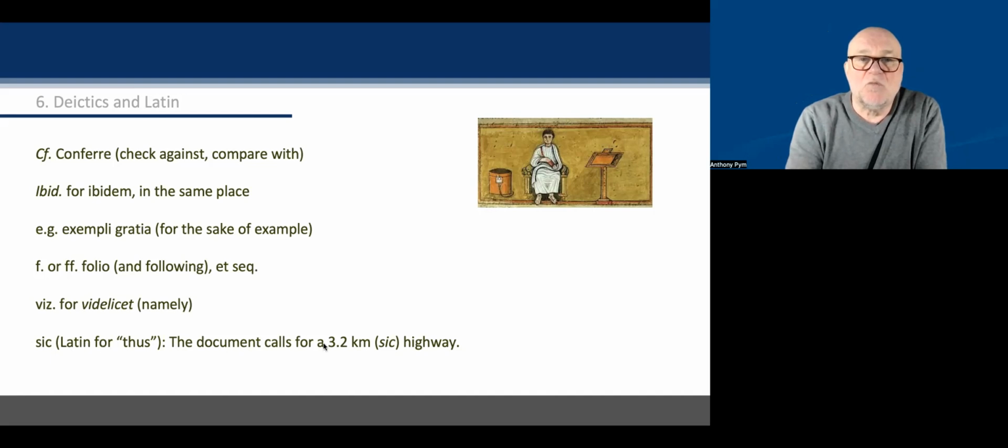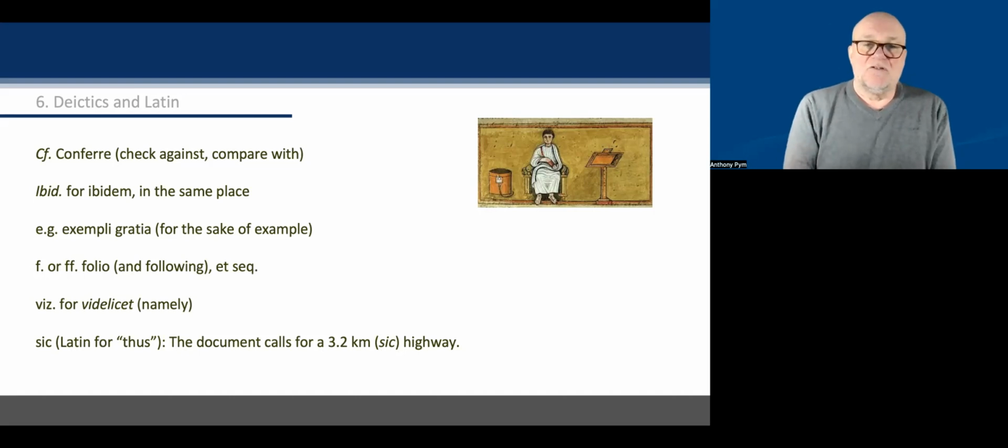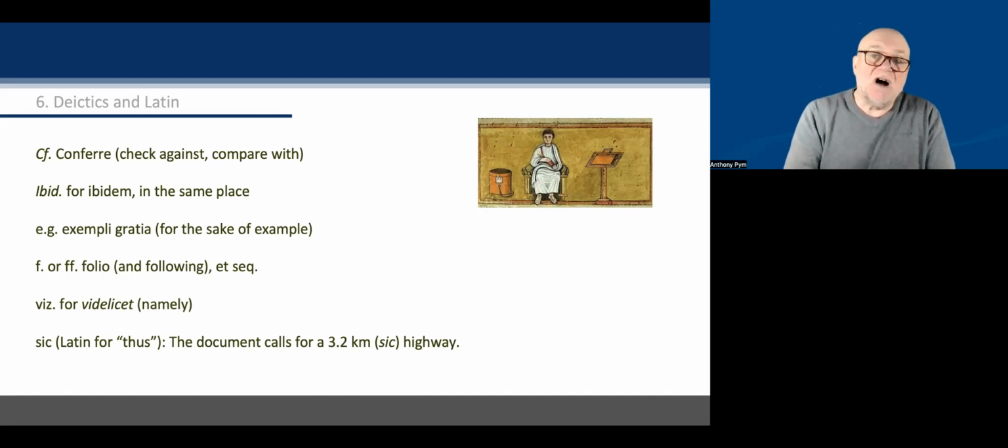It can be used with italics or without because it's been brought across into English, and it's usually used in brackets. So the document calls for a 3.2 kilometers highway. We think this is a mistake because that's a very short highway if you think about it. And so to indicate the possible mistake, we've just put in brackets sic. Really, thus, that's what they really said. It may be wrong, but that's what they said. Okay. So much for the little bits of Latin that we find in our academic English.